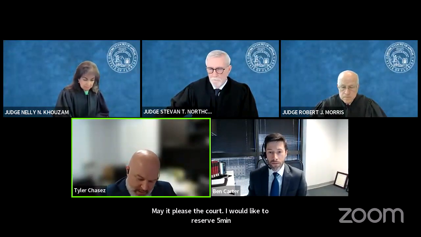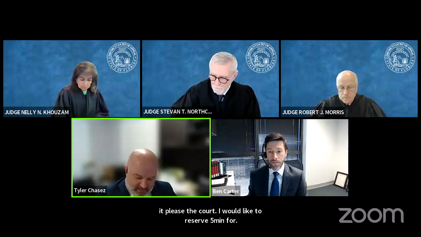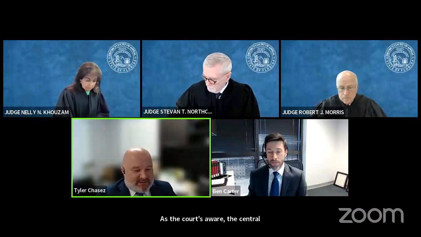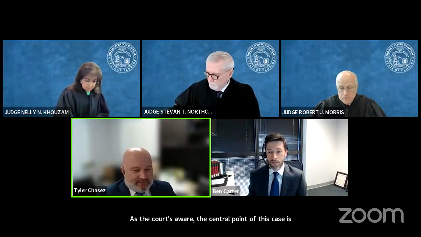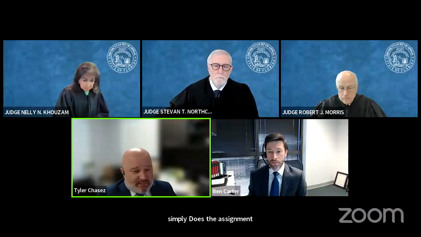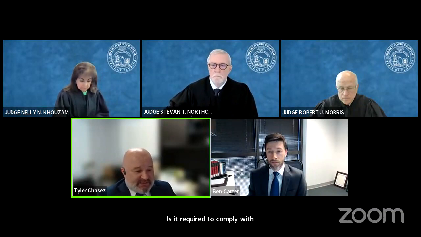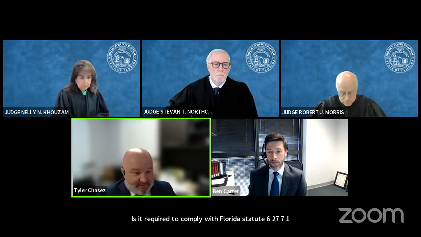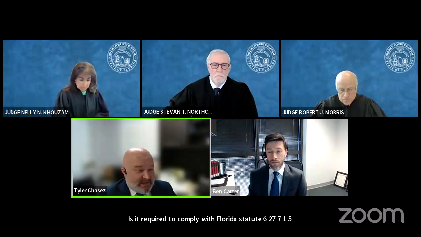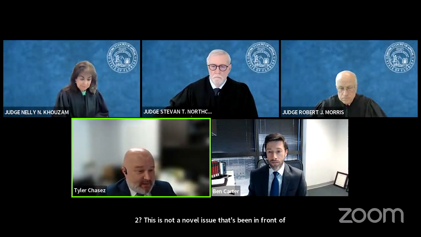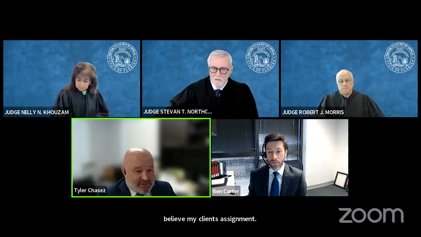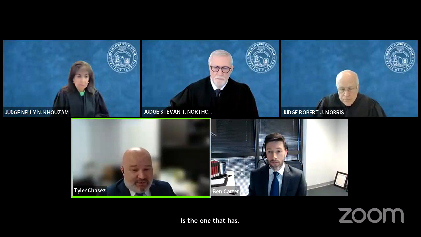As the court's aware, the central point of this case is simply, does the assignment that my client holds, is it required to comply with Florida Statute 627.7152? This is not a novel issue that's been in front of the court, though it is a novel issue, in that I believe my client's assignment is the one that has actually operated outside of any sort of regulation.